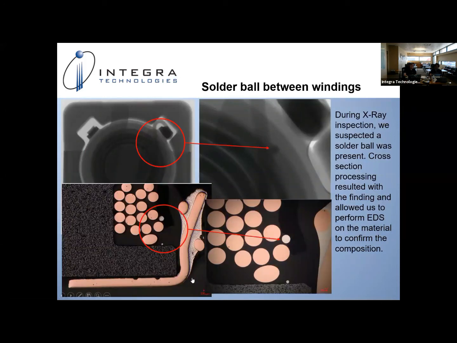All right, so moving on, solder ball between the windings. Talking about how great X-ray is, in the top two images, you have our X-ray. We saw a faint shadow that appeared to be possible extraneous material. We cross-sectioned to the area of interest, and as you can see, the extraneous material was found to be a solder ball that had found a home between the two coil wrappings there. EDS can be performed at this point, and we were able to determine that it was actually the lead attach that had found its way into that cavity there.